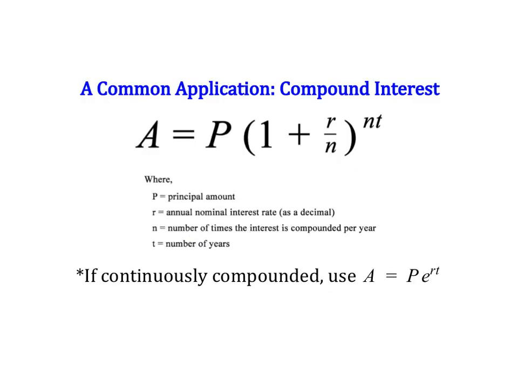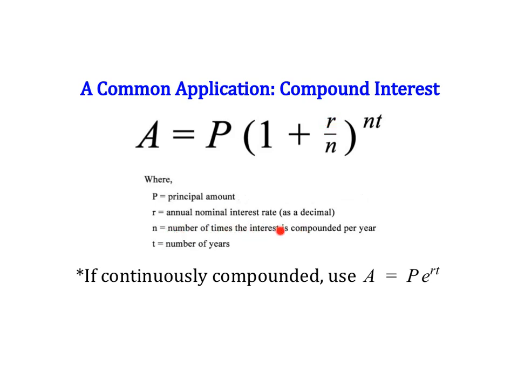So a common application of exponential functions is going to be a compound interest formula. So here's what the compound interest formula looks like. It's A equals P times (1 plus r over n) to the power of nt. So P is what we call the principal amount, which is also known as the starting amount. So how much did you invest in some type of account? R is our annual interest rate, so we're going to write that as a decimal. So if your interest rate is 3%, we would say r equals 0.03.